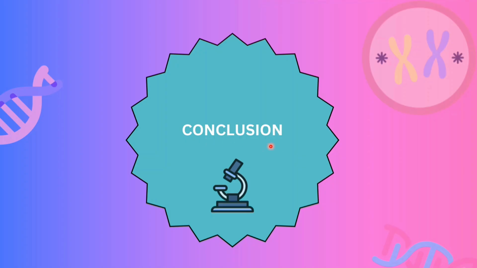Conclusion. The packaging of DNA into chromosomes is a complex and essential process that enables eukaryotic cells to store and organize their genetic information efficiently. By understanding the mechanisms involved in DNA compaction, we can gain valuable insights into gene regulation, cell division, and human health and disease.